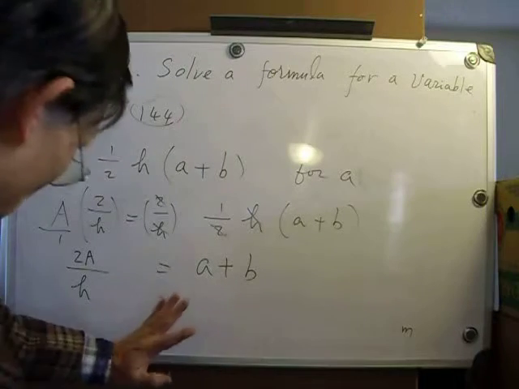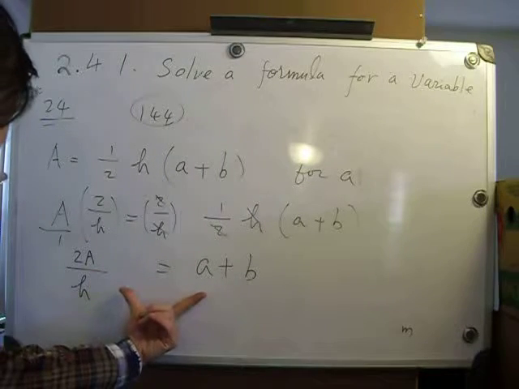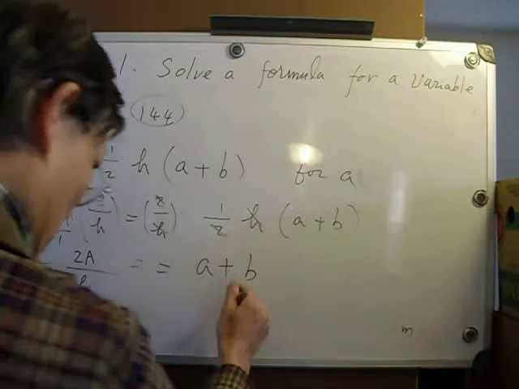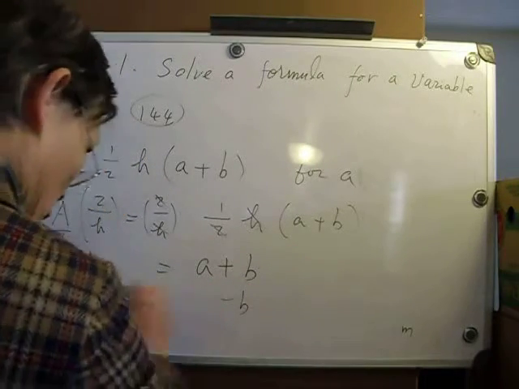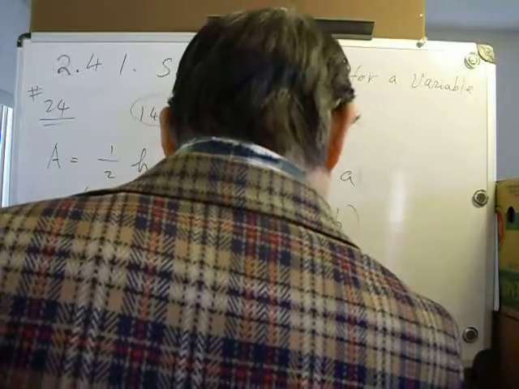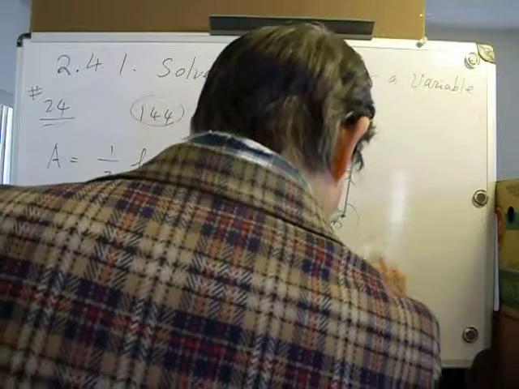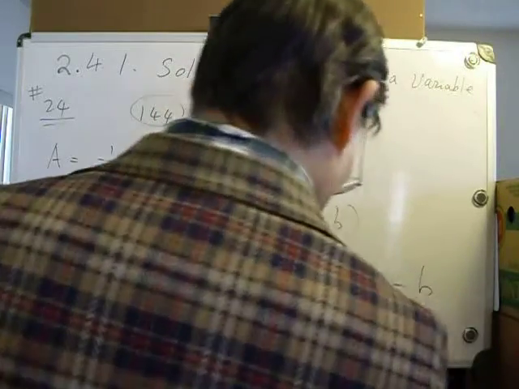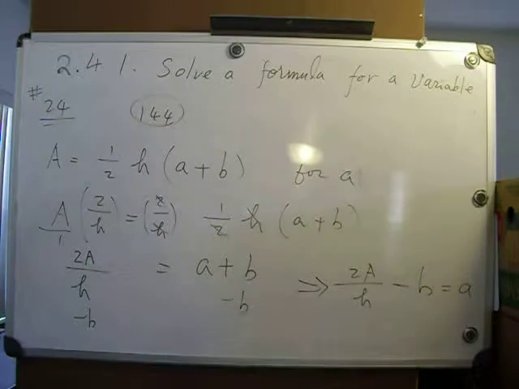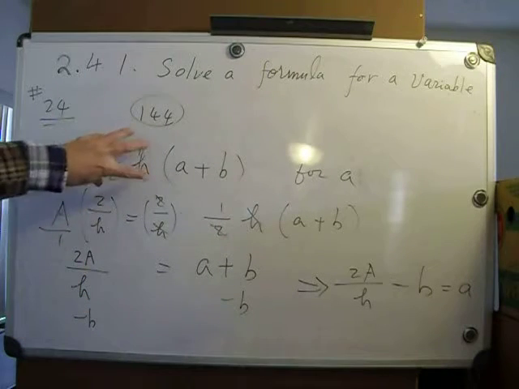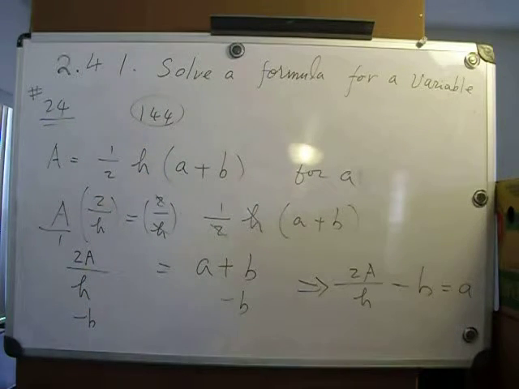Next, now that you can see that pretty clearly, do this b. It's just subtract b. Subtract b, write it out like this: 2A over h, be sure to copy your things correctly. This is a single term, and then subtract b, equals a. This is our problem 24. Pretty complicated. You want to undo this one first. That's our answer.